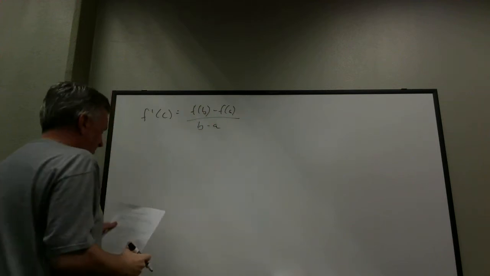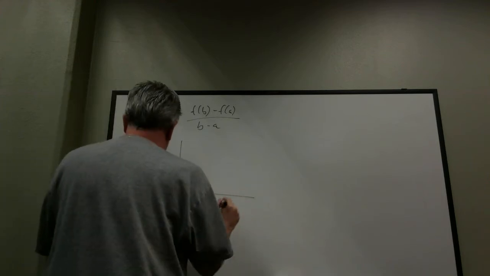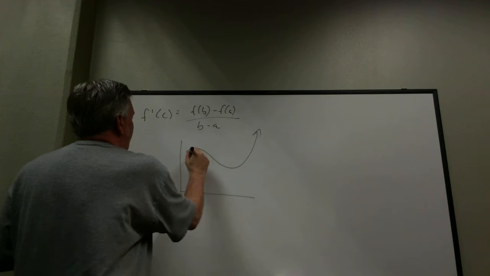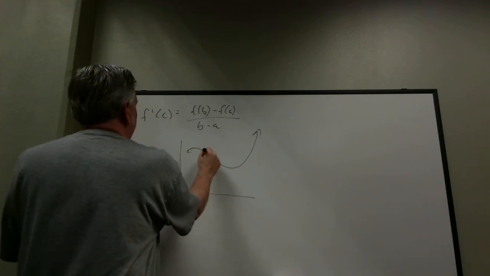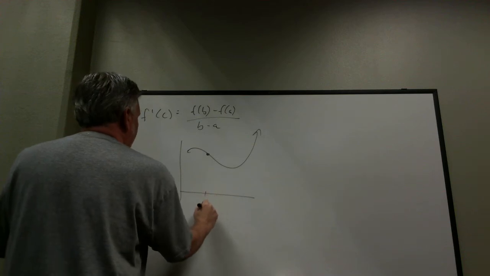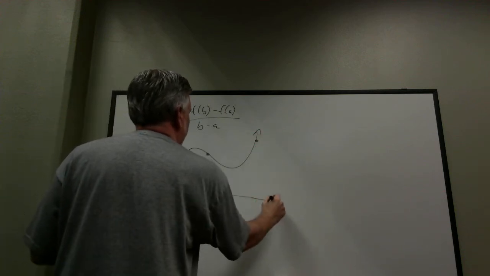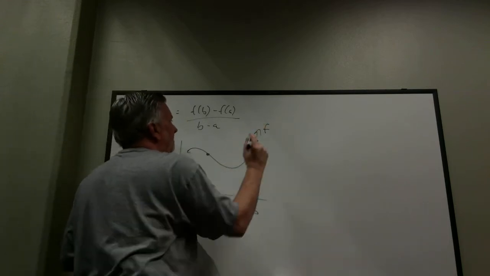Okay, let's draw a picture to see what this is doing. So this is just some generic curve. I'm saying there's a, and b is over here somewhere. Okay, so this is my function f.